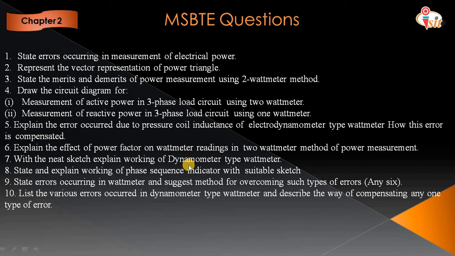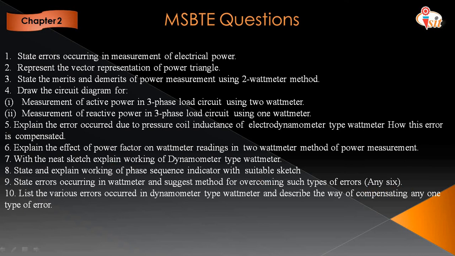I told you that the dynamometer type wattmeter is one of the important topics for the MSBTE exam. Then: state and explain working of phase sequence indicator with suitable diagram. Then: state the errors occurring in wattmeter and suggest methods of overcoming such types of errors.